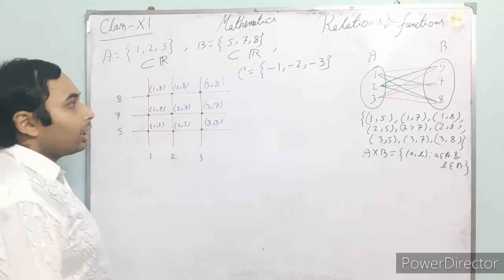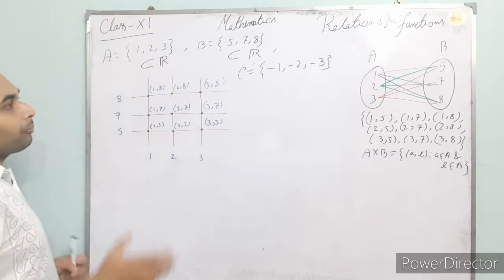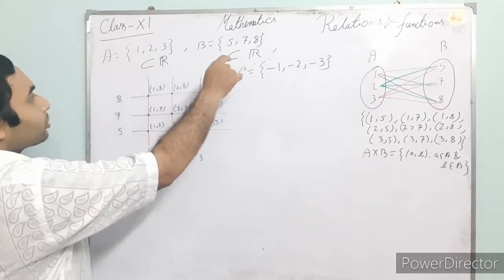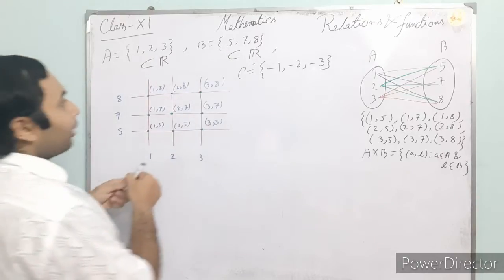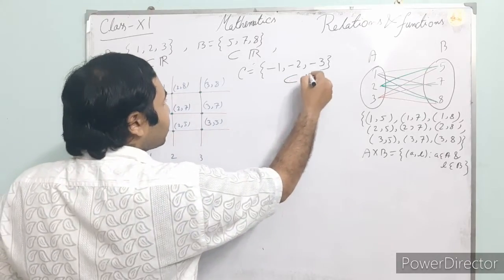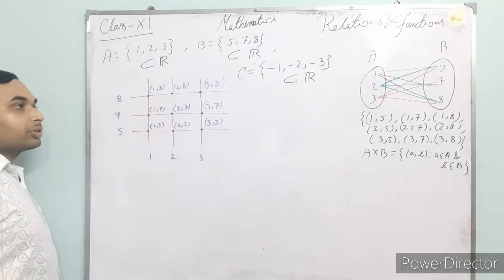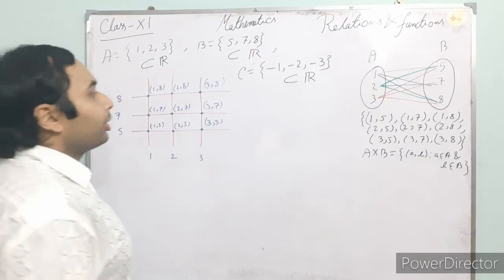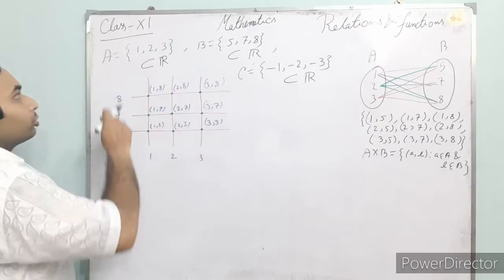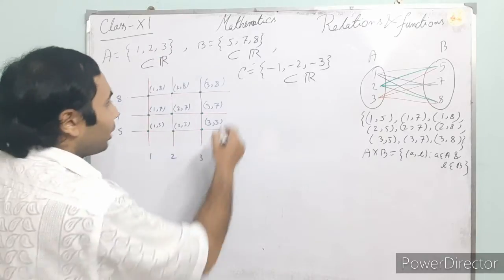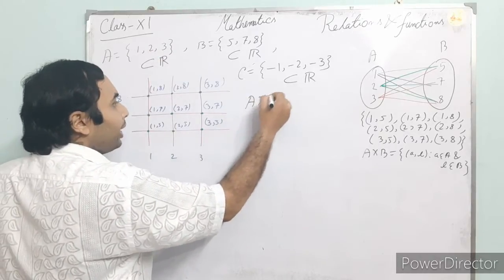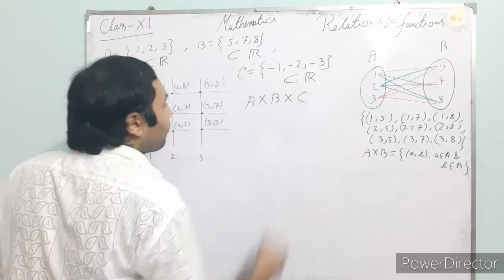Students, now let us see how the three-dimensional figures are coming. Here A was this one, B is this one, and I have taken another C. This is also one proper subset of the real number set. So we have got A cross B. Actually we need to find A cross B cross C.